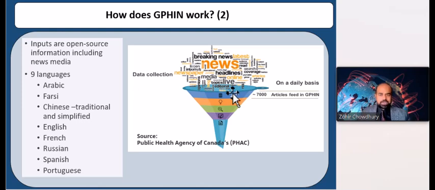like as a data collection system. So the inputs are in Arabic, Farsi, Chinese, both traditional and simplified, English, French, Russian, Spanish, and Portuguese. Currently, these 9 languages are supported, but in future, I'm sure that more and more languages will be included in this network because it's so useful. And the information from all of these internet-based resources and news sources comes in as input to the system.